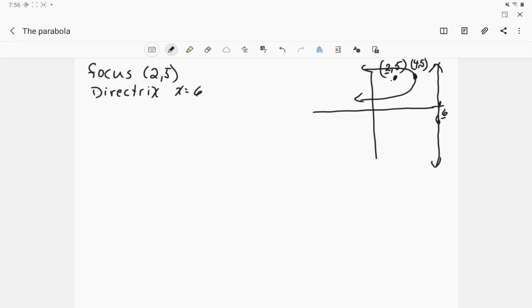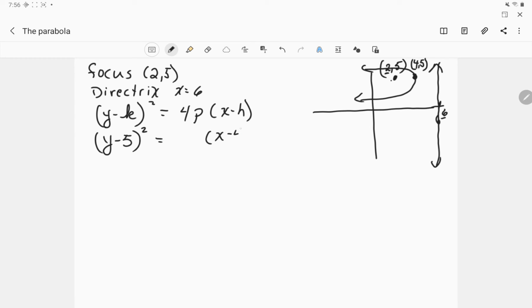So that means that standard form has got to be y minus k squared is equal to 4p times x minus h. Has to be that. Because if it's opening left to right, then the y is the part that's squared. So I already figured out that my vertex, my h and my k, are 4 and 5. So it's going to be y minus 5 squared. And it's going to be x minus 4.